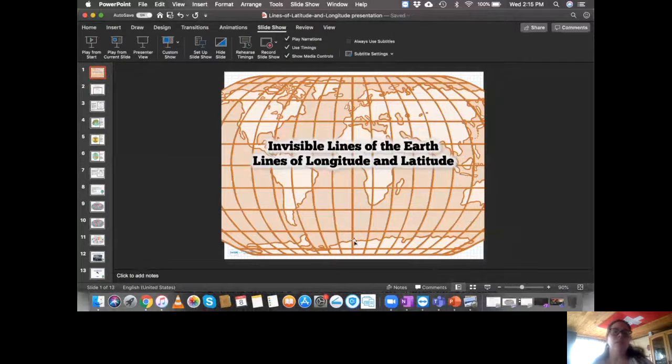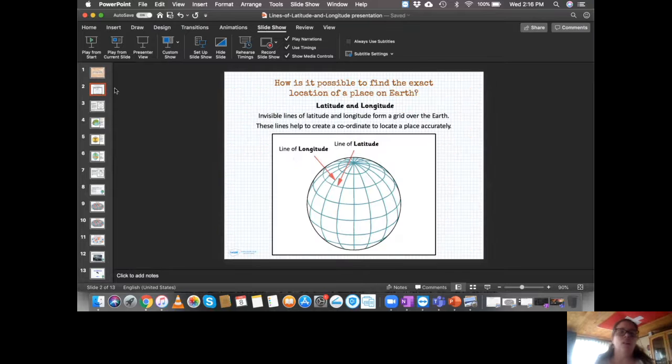So the lines that are on the Earth are called longitude and latitude, and they are invisible, which means we cannot see them. If we look at this slide here, the longitudinal lines, longitude, are the ones that go from the top to the bottom, is how you would see it. But they're actually the east and west lines, whereas your latitude lines are the ones that go this way, which are kind of like flatitude, if you think about it like that. And they are your north and south lines. We will explain that a little bit later.